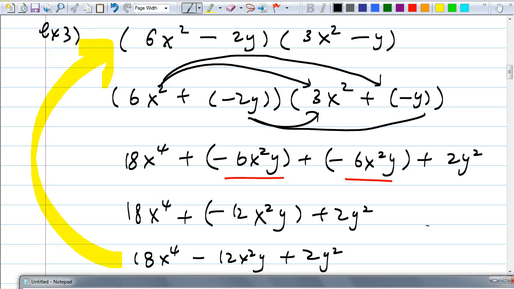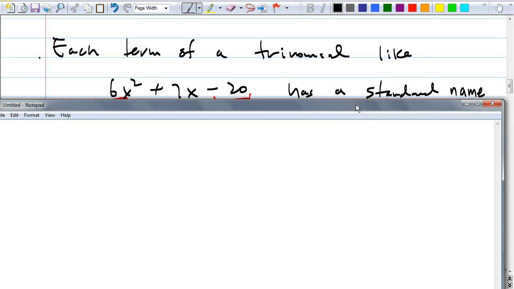Good. This section is pretty straightforward, isn't that right? Any questions? All right. Good. Now let me tell you something about these trinomials. Each of the terms of a trinomial, like 6x squared plus 7x minus 20, has a standard name. How many terms do I have, by the way, in this polynomial?